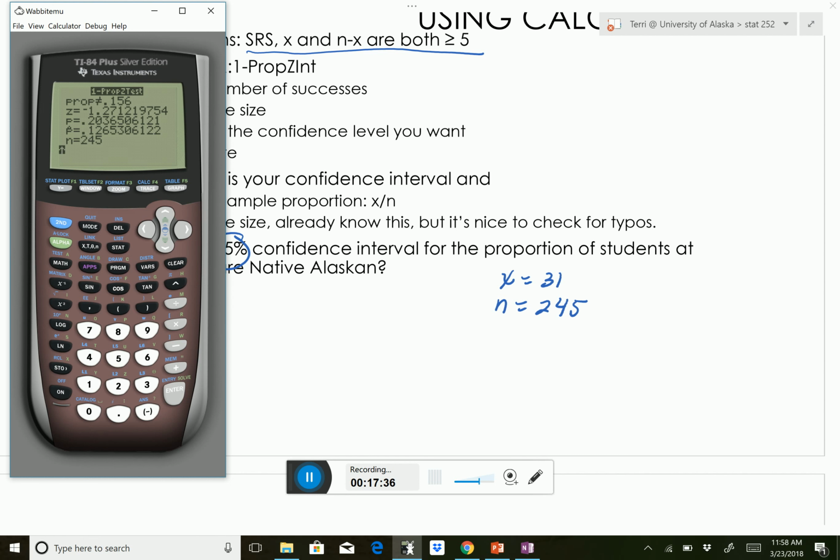So let's go over here. I keep wanting to go to distributions for some reason. I think I'm used to it. Okay, so we go here. Now we want to go down to the interval. So you have to make sure it says interval. 1 prop z int. So it's a 1 prop z int.